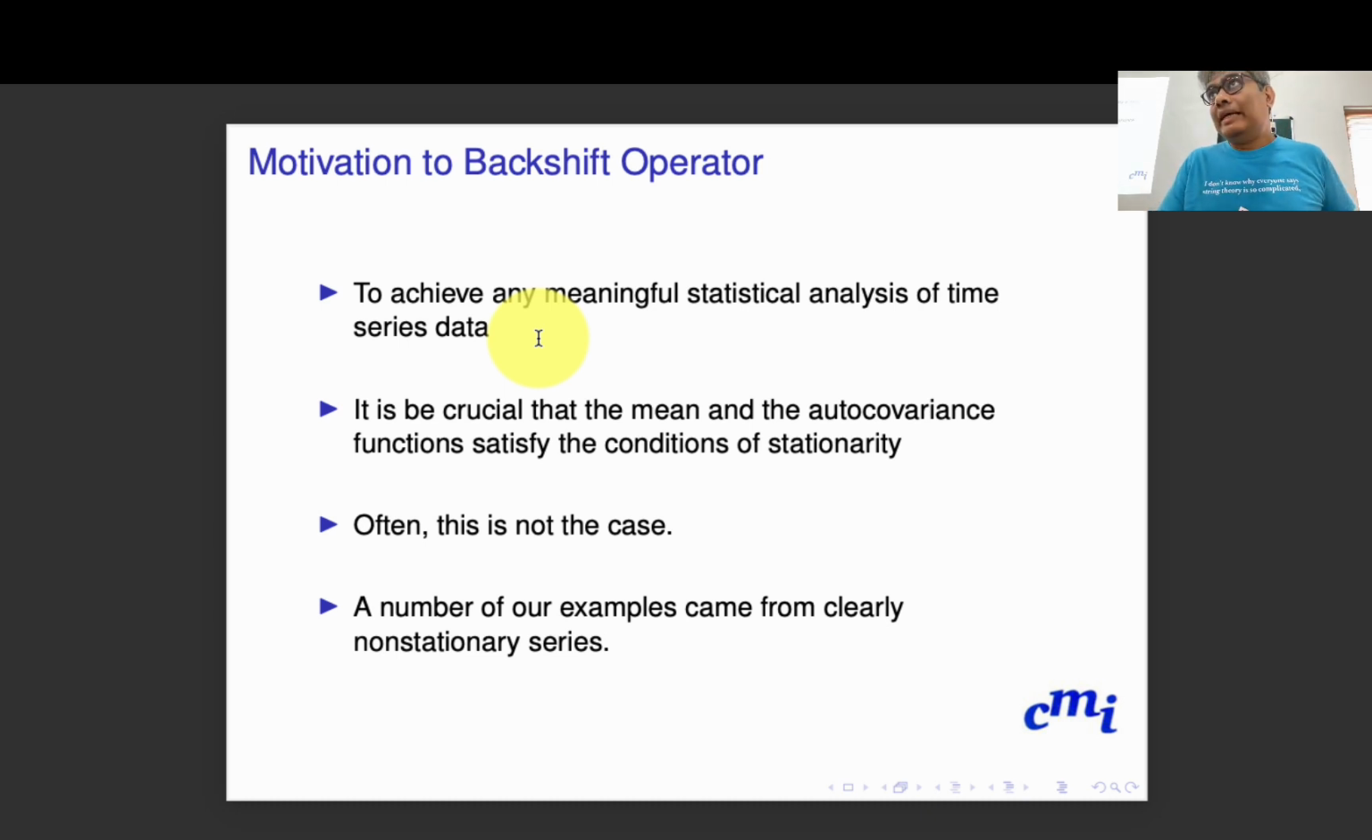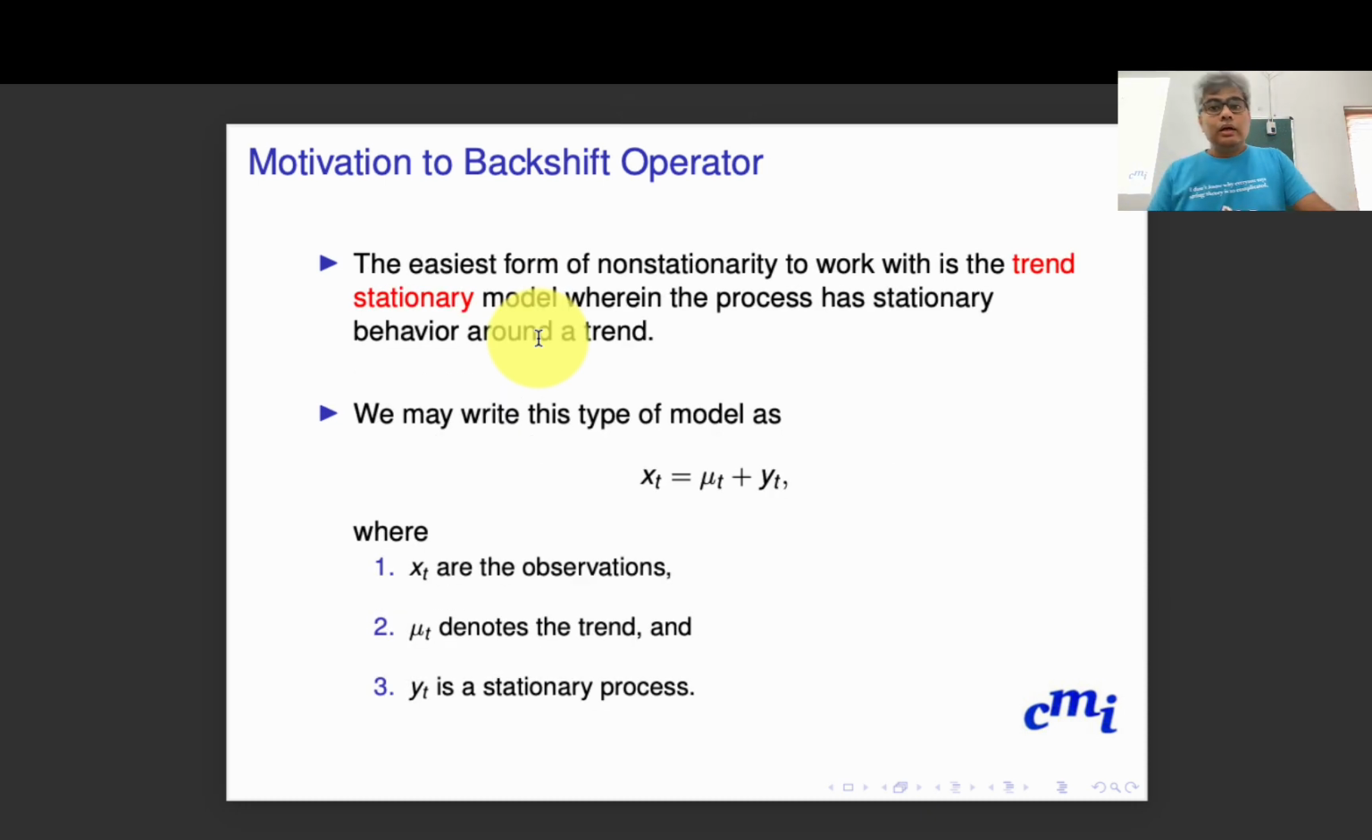Quite a number of examples, including the air passenger data, were all non-stationary series. Now, the easiest form of non-stationary series to work with is trend stationary. Okay, what is trend stationary? Basically, it is a model which has stationarity around a trend. Then your life is much simpler. What does that mean?